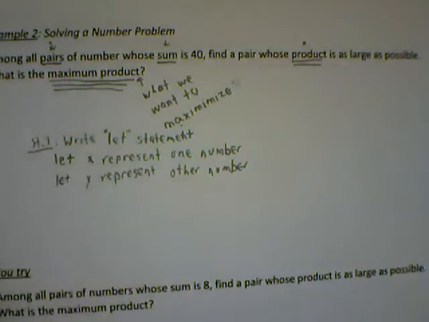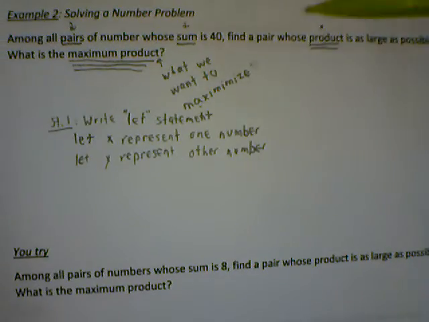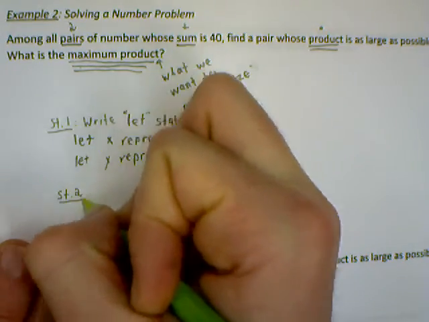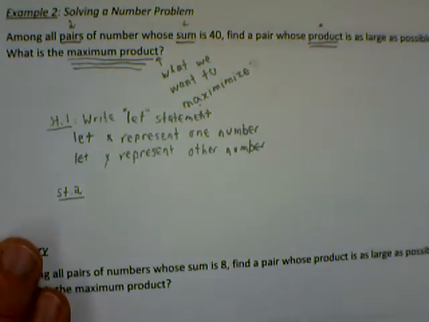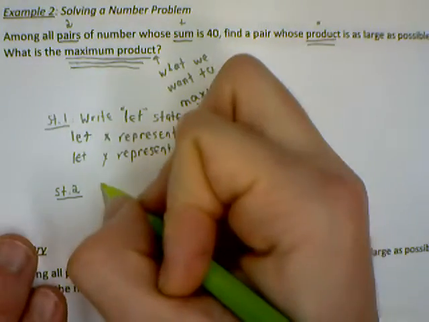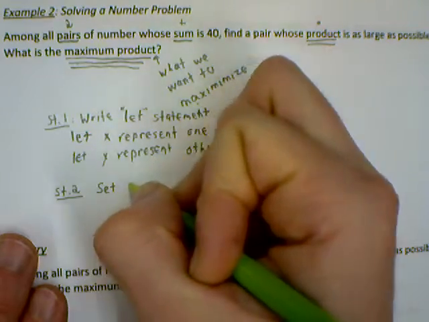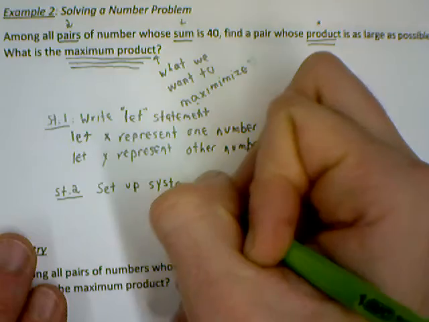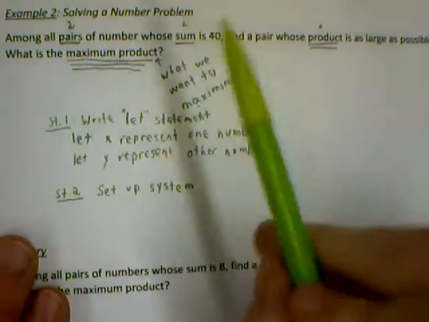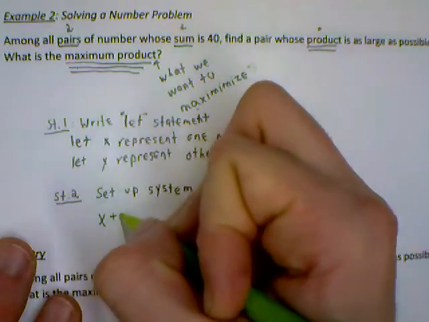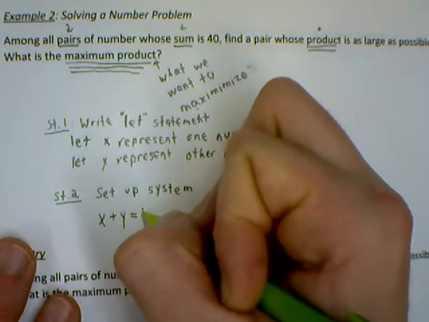Now from here, using what's in the problem, we're going to set up a system. So step 2, we're going to set up a system and then use some substitution. It's going to look a little different than the systems you've set up before. Just remember, a system is when you have 2 or more equations and 2 or more unknowns. I know that the sum of these two numbers is 40. So I can say x plus y equals 40.